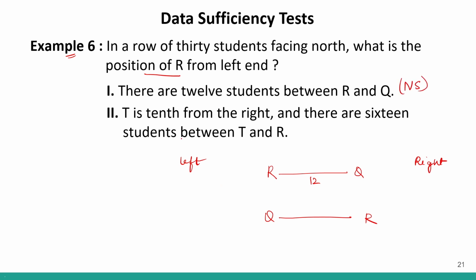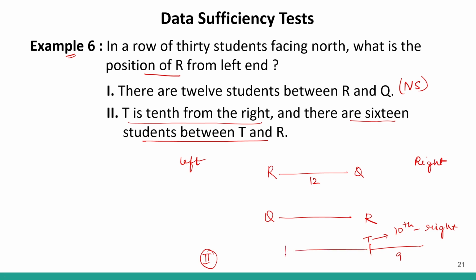Now let us look at the second one. Second one says that T is 10th from the right and there are 16 students between T and R. So the second statement says that before T there are 9 students, T is 10th from the right. So we have 9 students and then there is T, 10th from the right. Correct? And between T and R, there are 16 students.